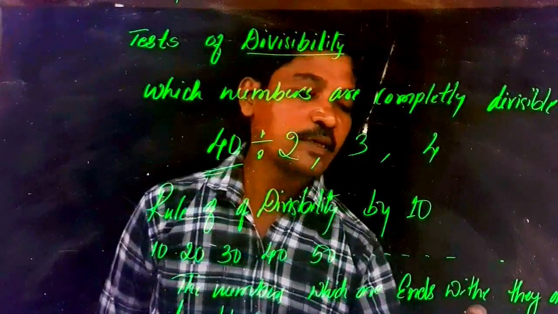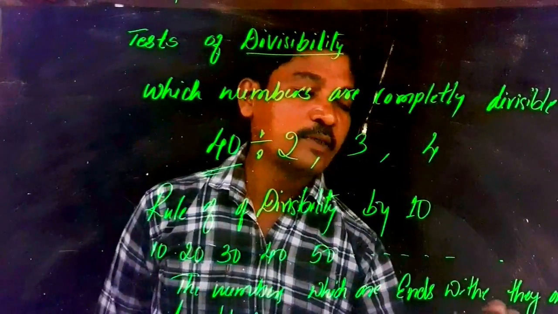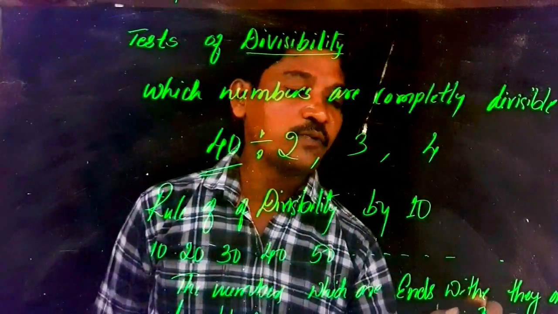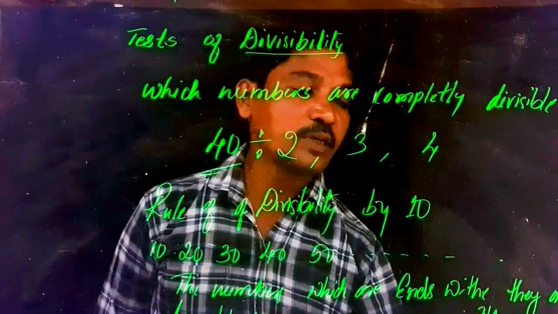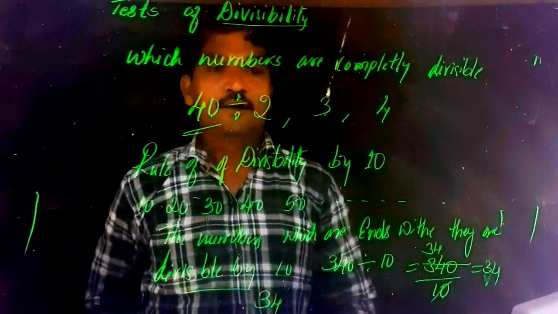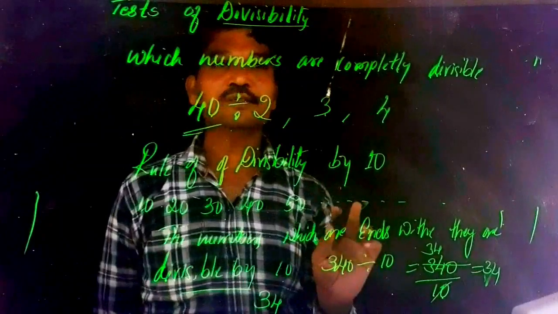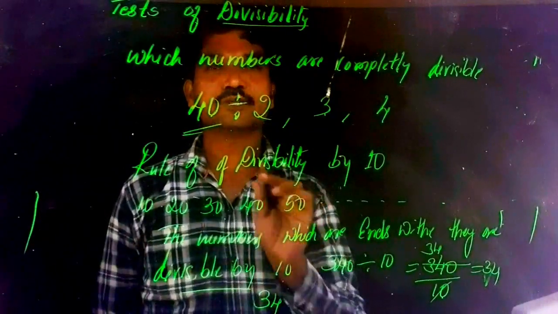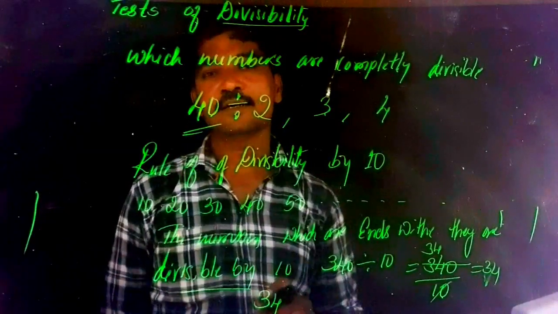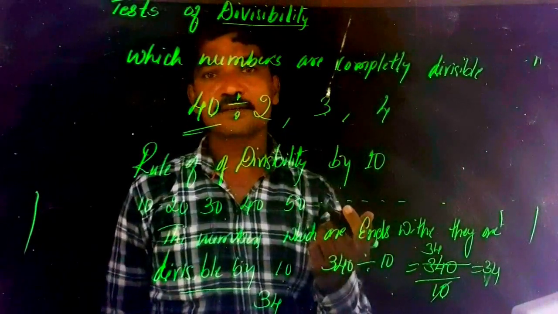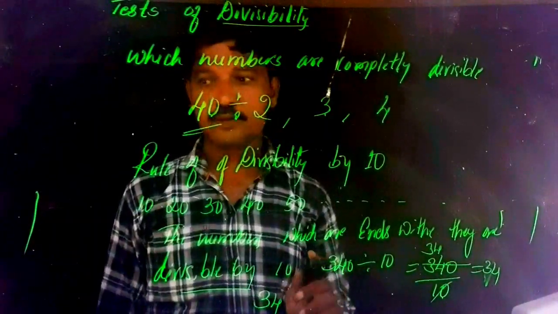So divide it. Yes, 340 divided by 10. 10 threes are 30, 4 remains, that becomes 40. 10 fours are 40. Your answer is what? 34. Okay, dear students, what do we learn? The numbers ending with 0, they are divisible by 10. Then how can we write this in the formula?